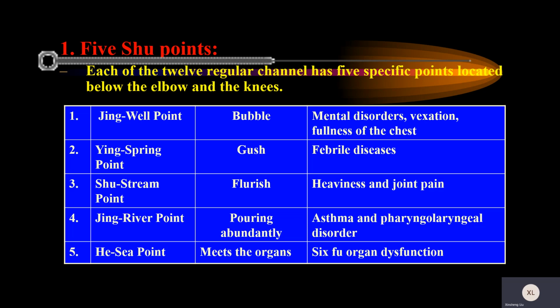So number five, the Hersey point. The Hersey point is meeting the organs, right? Meeting the organs. That means this Hersey point can regulate organ disorders directly, because every regular channel has Hersey points. We know the 12 regular channels. 12 channels means 6 fu organs and 6 zang organs, right? 6 fu and 6 zang. So the Hersey point regulates zang or fu directly. 6 fu organ dysfunctions, but I think we can also add 6 zang organ dysfunctions. Yeah, 6 fu, 6 zang.